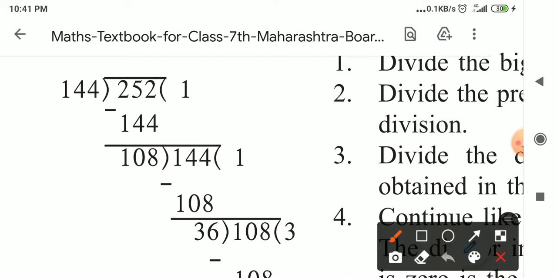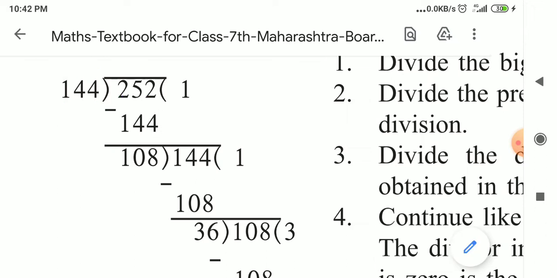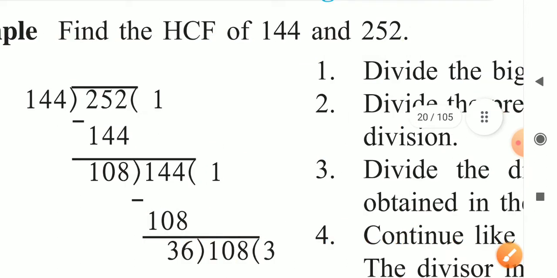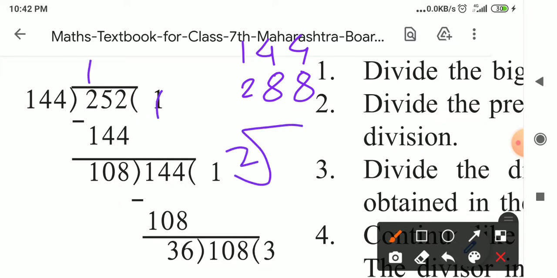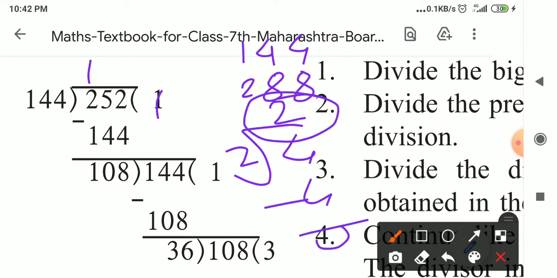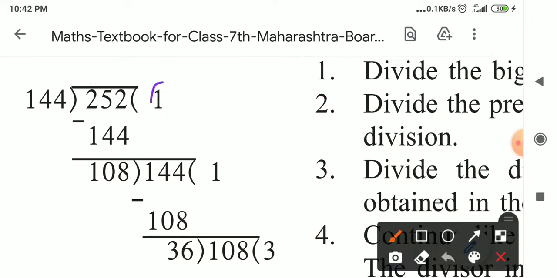The number by which we divide, the divisor, we have to write here, and the dividend here. So 144 is the divisor. If we prepare the table of 144, 144 2s are 288, and that number is greater than 252. So we have to take 1. Suppose your numbers are 2 and 4, so 2 2s are 4. In this way you write the quotient, but here the quotient we have to write at this place.